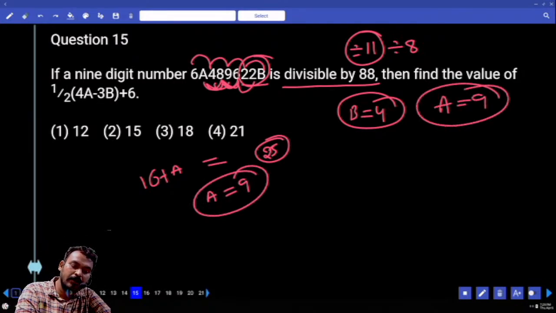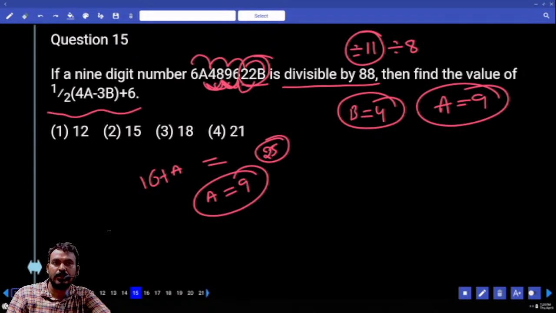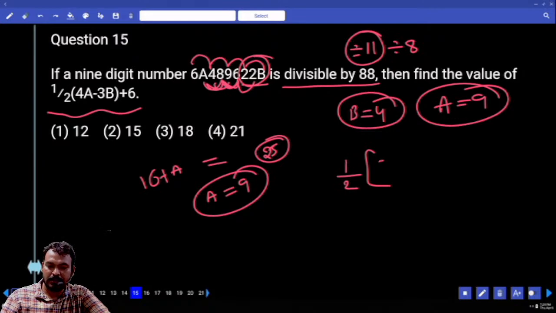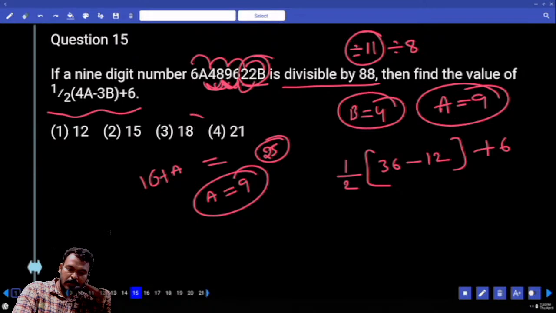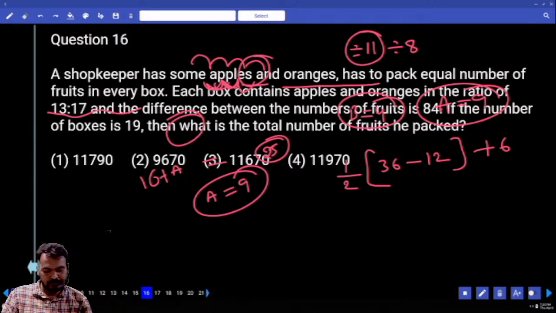We require half of which one? Half of 4A minus 3B plus 6. Half into 4A. 4A means 36. 3B means 12, plus 6. 36 minus 12 means 24. Divide by 2 means 12. 12 plus 6 is 18.